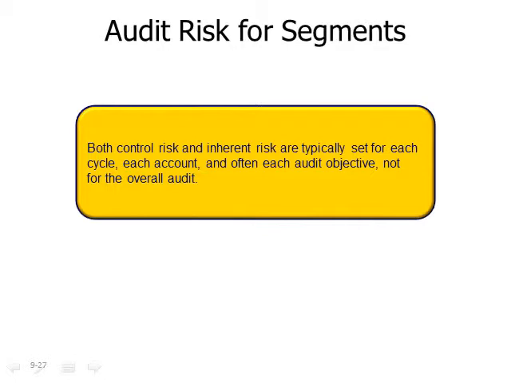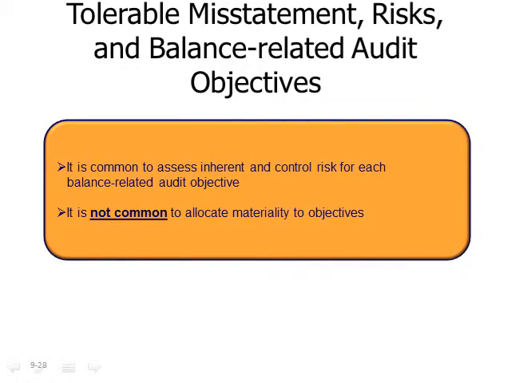So both control risk and inherent risk are typically set for each cycle and each account, and often each audit objective, not for the overall audit. Inherent risk factors will have varying degrees of impact on balance sheet accounts. For example, inventory has greater risk than fixed assets in a wholesale distribution company, yet the materiality threshold for both accounts will most likely not be the same, since a correction to either account will impact the income statement.